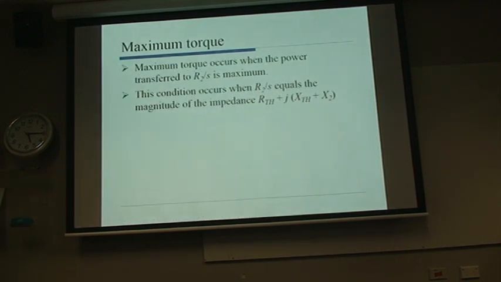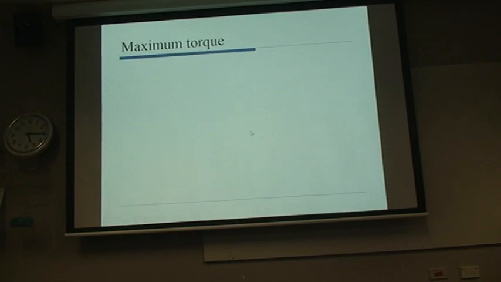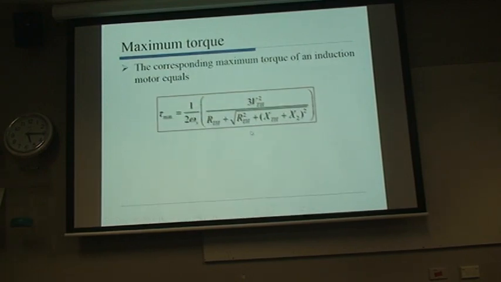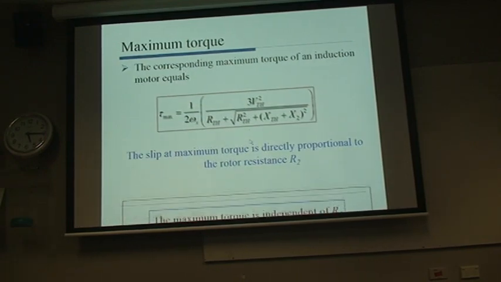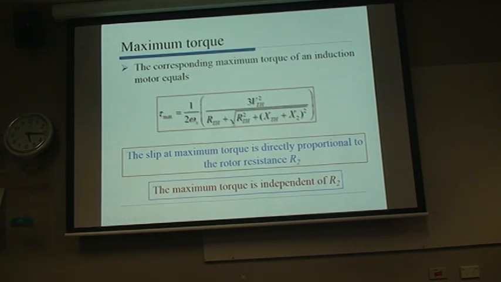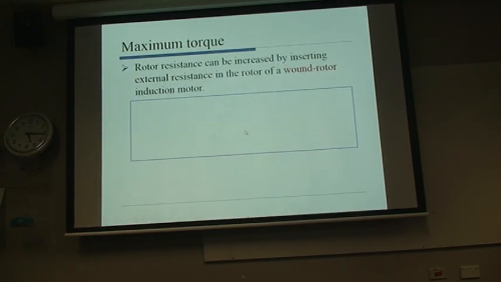Okay, so this part we did not do. The maximum torque occurs when the power transport is maximum, so R2 by S is maximum. So anyway, so this part we did not do. I think that's the maximum power, maximum torque.